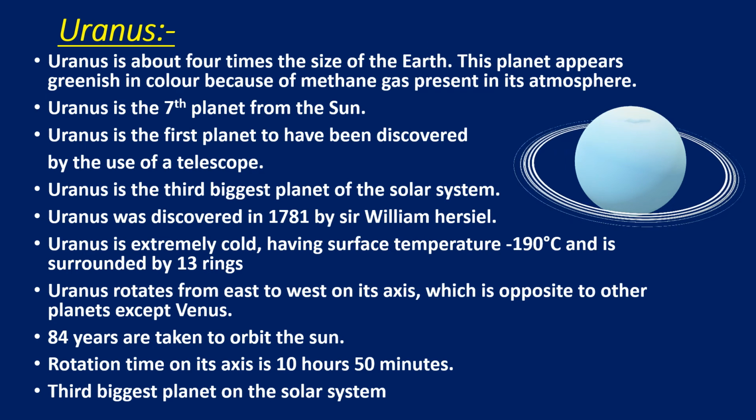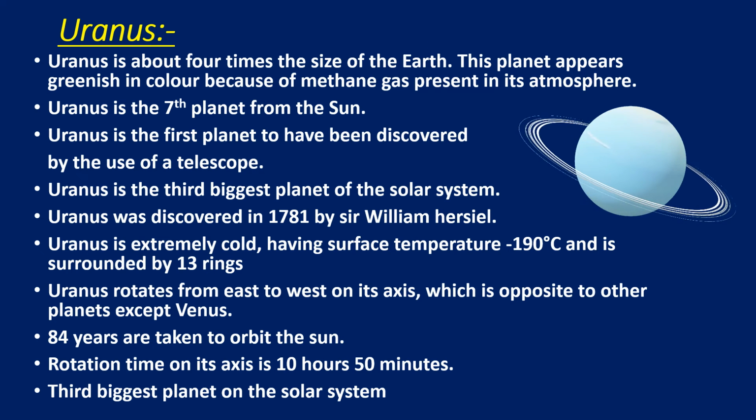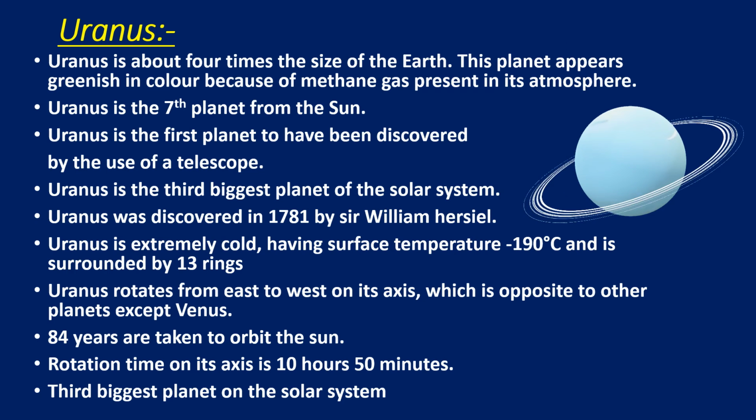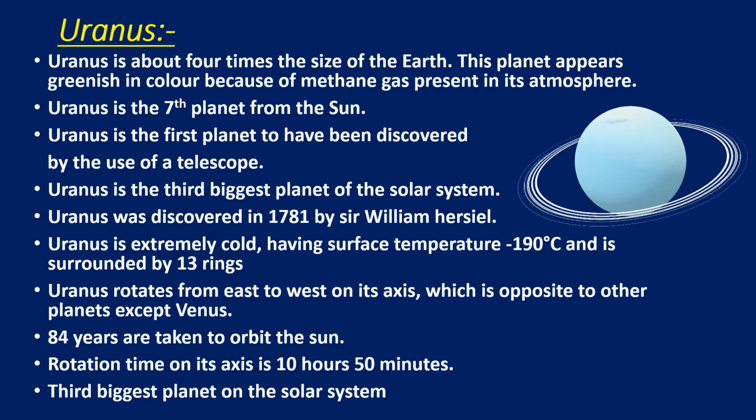Uranus. Uranus is about 4 times the size of the Earth. This planet appears greenish in color because of the methane gas present in its atmosphere. Uranus is the seventh planet from the Sun. Uranus is the first planet to have been discovered by the use of a telescope. Uranus is the third brightest planet in the solar system.